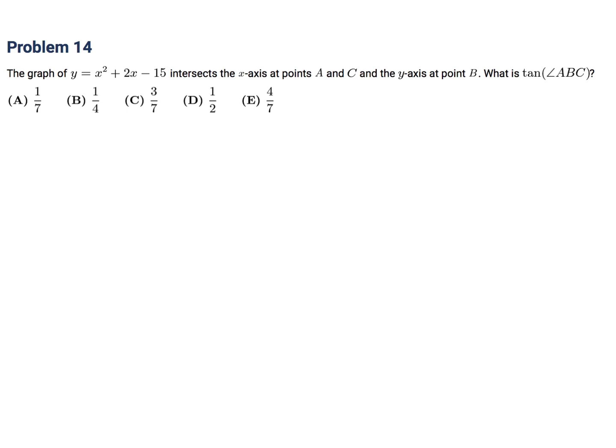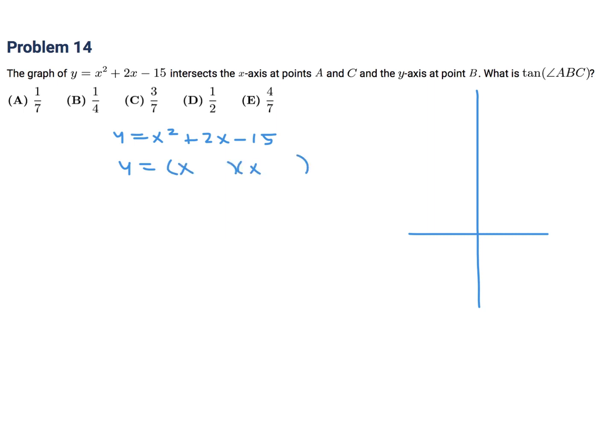The graph of y is equal to x squared plus 2x minus 15 intersects the x-axis at points A and C and the y-axis at point B. What is tan of angle ABC? So let's draw a diagram and see what we can figure out. I think this is a pretty straightforward graph, x squared plus 2x minus 15. I think it factors nicely.